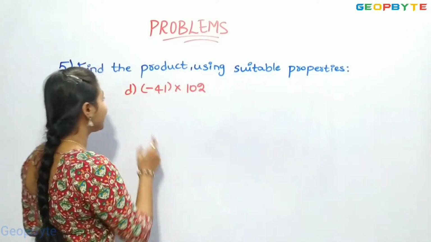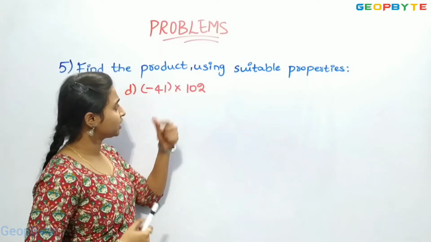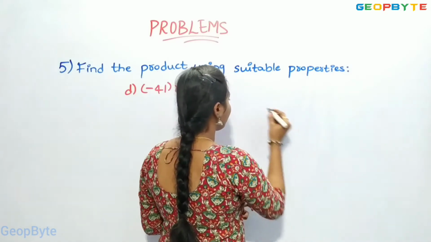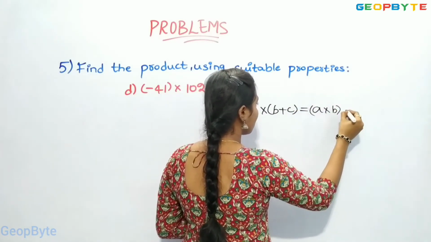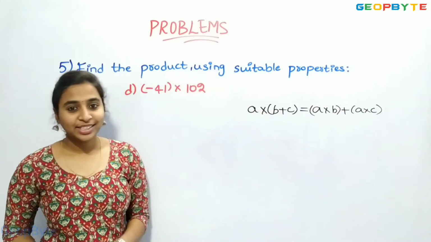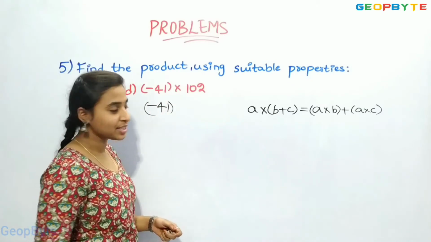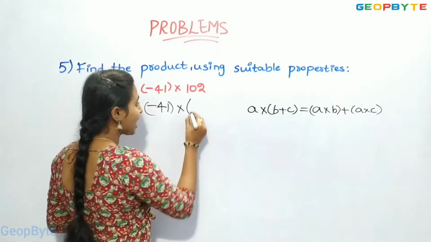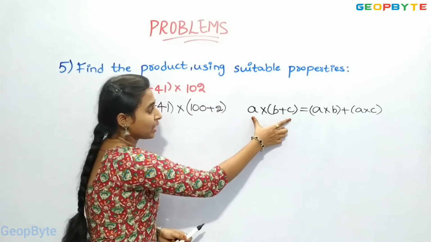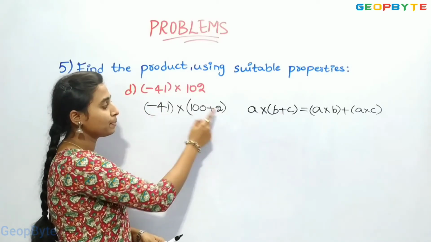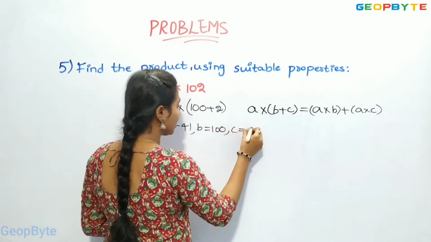Now, let us see bit D in the same question. We have minus 41 into 102. Which property suits this question? Let us take the distributive property, that is A into (B plus C) is equal to A into B plus A into C. Let us use this property to solve this question simply. Let us write minus 41 as it is into, let us write this 102 as 100 plus 2. Now it is in the form of A into (B plus C). Now A is equal to minus 41, B is equal to 100, C is equal to 2.